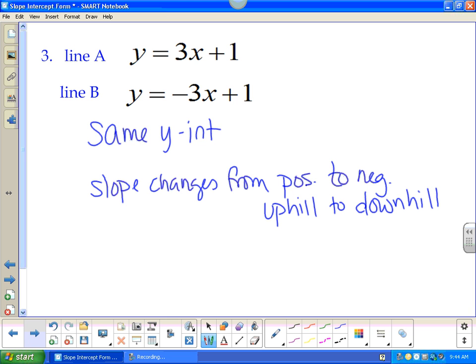Does the steepness change? The answer there is no. The first graph is up 3, right 1, and the second graph is down 3, right 1. So they have the same steepness. One just is uphill and one is downhill.